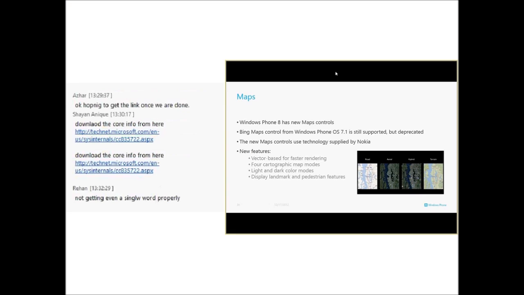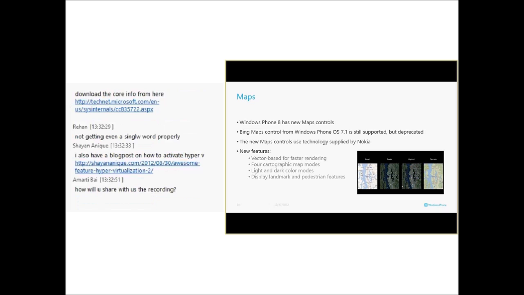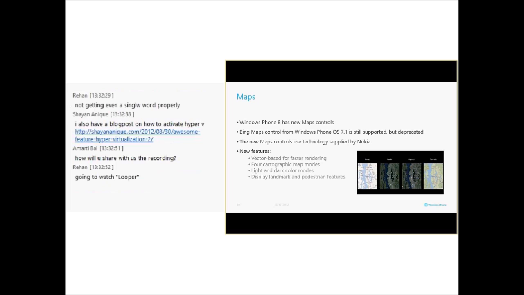As for maps, we've got new maps controls. The Bing Maps control from Windows Phone 7.1 is still supported but deprecated. The new maps controls use technologies supplied by Nokia. We've got a lot of new features if you really want to go deep in maps: vector-based maps for faster rendering, 4 cartographic map modes for road, aerial, hybrid, and terrain, light and dark color modes, and we can display landmark and pedestrian features. There's been a lot of improvement in the maps, with a lot of controls that you can use.